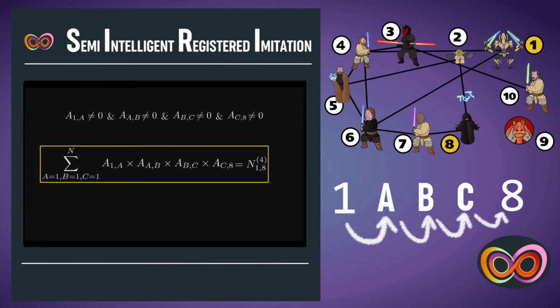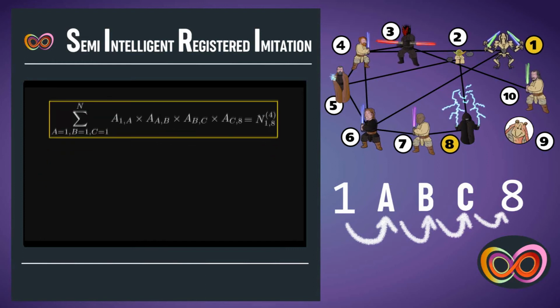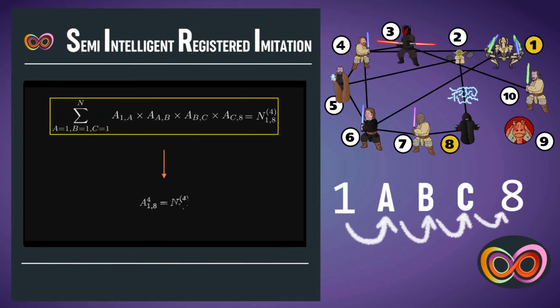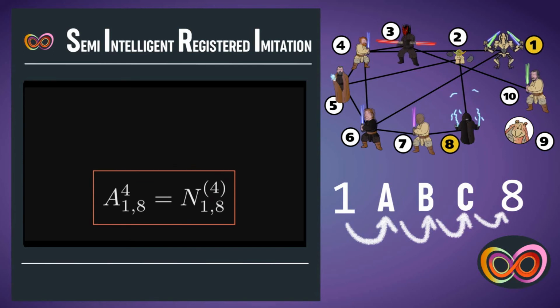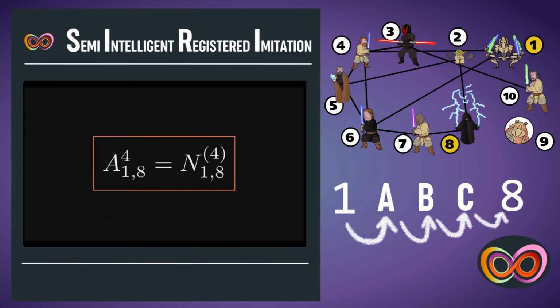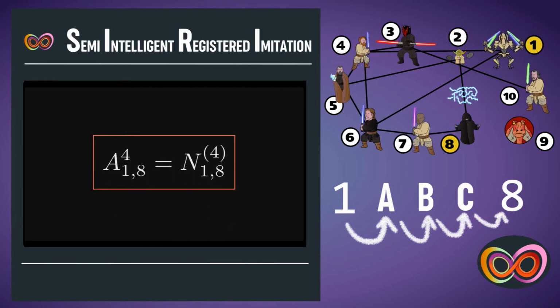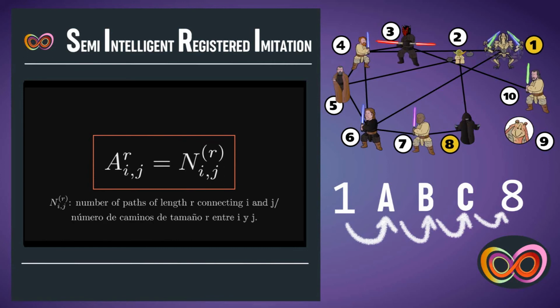If you have studied a bit of linear algebra, you will recognize this expression as a product of 4 matrices, meaning that the number of paths from 1 to 8 of length 4 is just the element 1, 8 of the matrix A to the power of 4. This matrix is sometimes written in this way, and it is a matrix whose values represent the number of paths that join the vertices I and J that have the length 4.